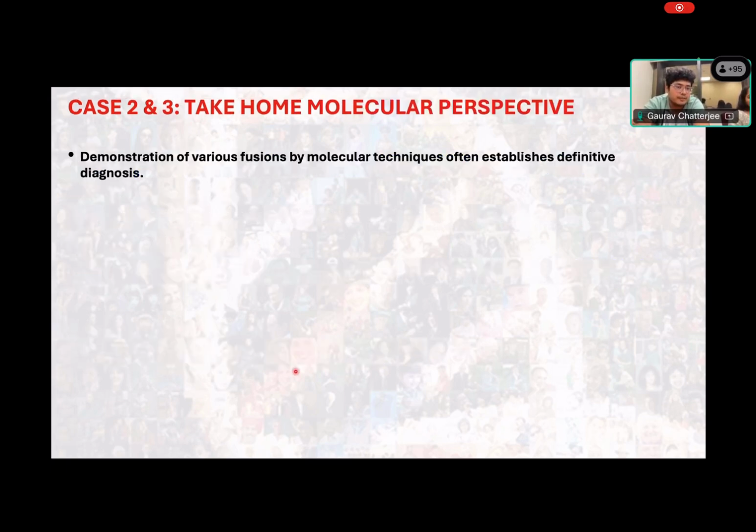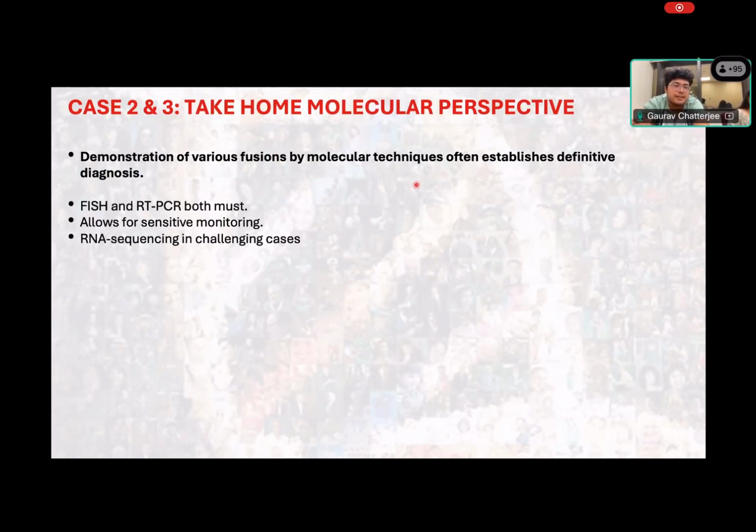But what did we learn from a molecular perspective? We saw CML that was characterized by BCR-ABL. We saw APML that was characterized by PML-RARA. So demonstration of various fusions often establishes a definitive diagnosis in hematologic neoplasms. In those cases, FISH and RT-PCR are both a must, because PCR identifies the transcript that allows for sensitive monitoring, and sequencing, like you saw in our second and third case, can help. RNA sequencing can help in challenging cases to find rare fusions.